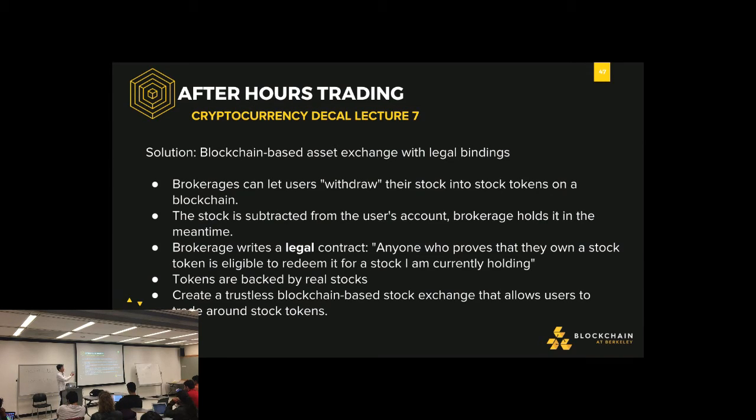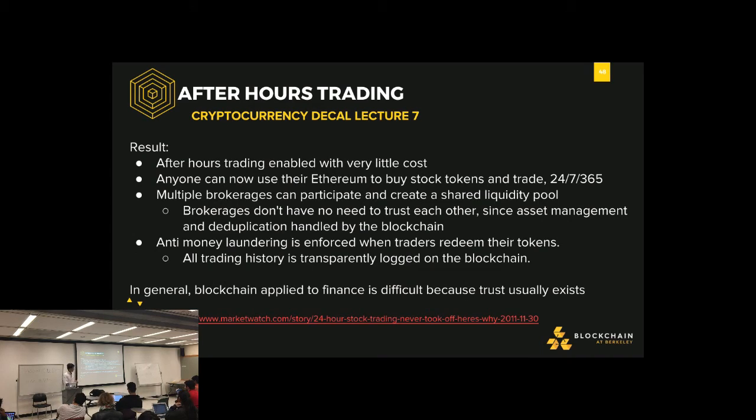And now you can create a trustless blockchain-based stock exchange that allows any users to trade these stock tokens. And you've now built after-hours trading with very little cost. You've also opened up this market to anyone in the Ethereum ecosystem, because instead of having to register at a brokerage, if you own any amount of Ethereum, you can exchange that Ethereum on this trustless exchange, buy your assets, and then once you want to exit your position, exit back into Ethereum. And now you've enabled trading for a whole new world of investors.